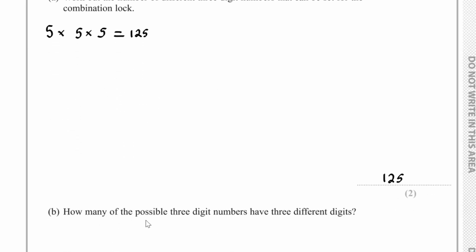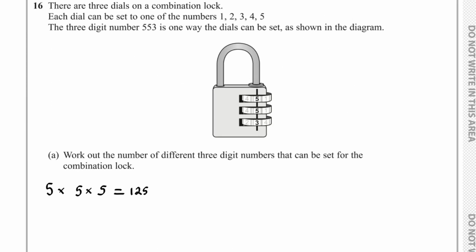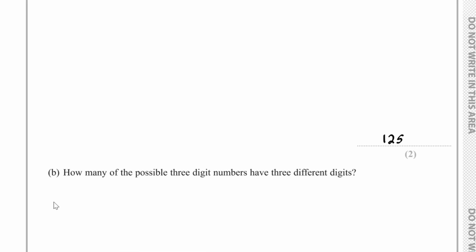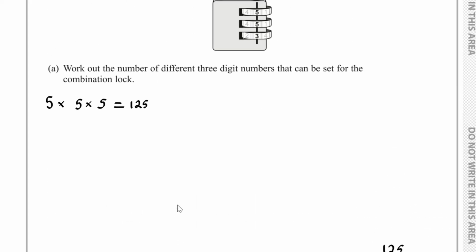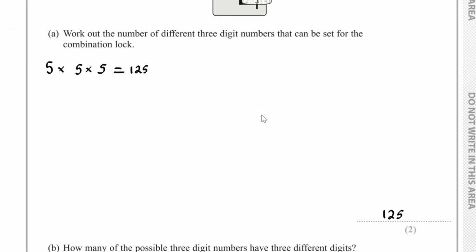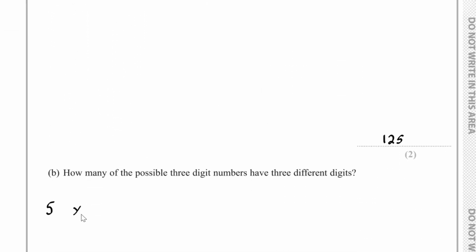For part B, how many of the possible 3-digit numbers have 3 different digits? Well, for this one, for the first dial, there's 5 different ways of choosing the numbers. For the second dial, if I've already chosen one of those numbers, let's suppose I've already chosen the number 4, that means that there's 4 numbers left. So there's 4 different ways of choosing for the second dial.